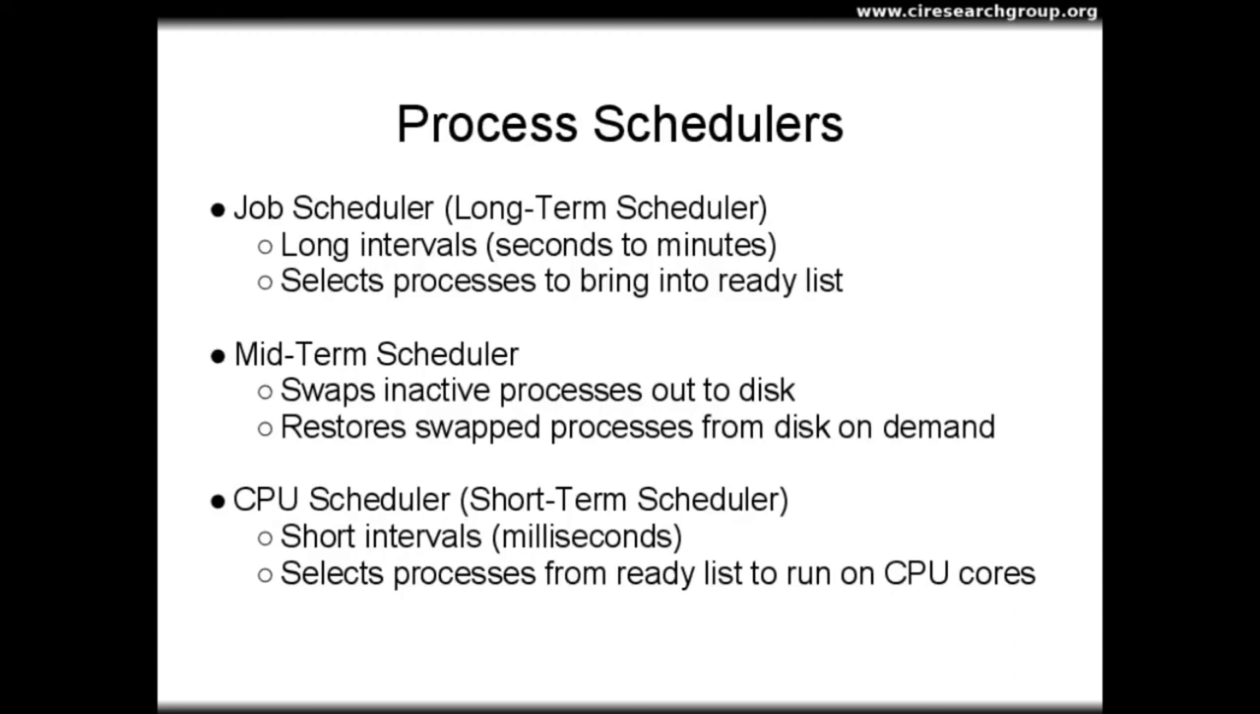Midterm scheduling refers to the swapping of inactive processes out to disk and restoring swapped processes from disk. Many of these tasks are now part of the virtual memory subsystem. CPU scheduling, or short-term scheduling, refers to the selection of processes from the ready list to run on CPU cores. This type of scheduling will be the subject of future lectures.